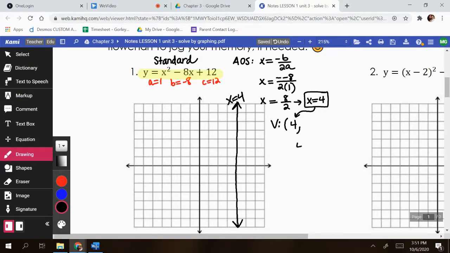So we'll have 4 squared minus 8 times 4 plus 12. Okay. 4 squared, I know that 4 squared is 16. Minus 8 times 4. 8 times 4 is 32. Plus 12. So we get negative 16 plus 12, or negative 4. Okay, so I'm going to put that as my y value and plot it.